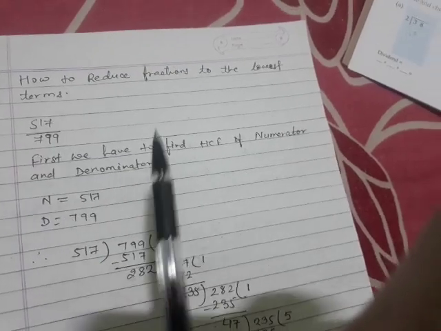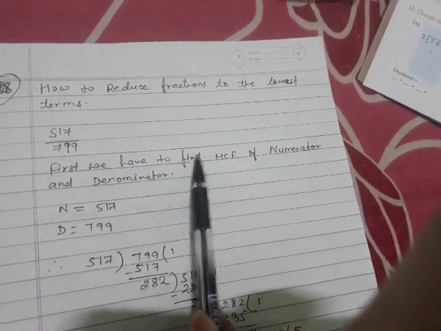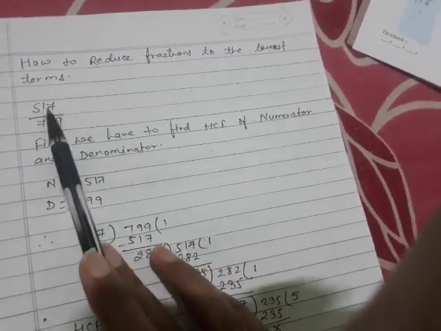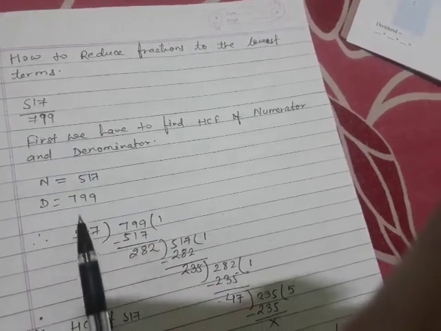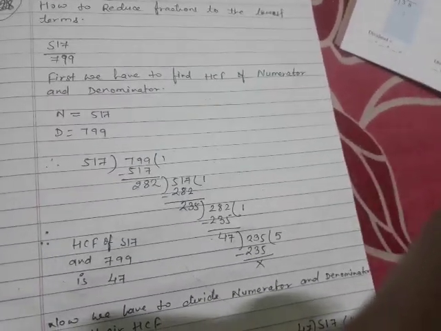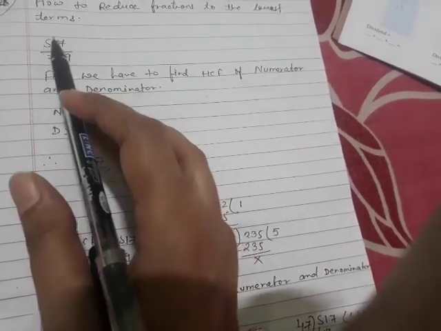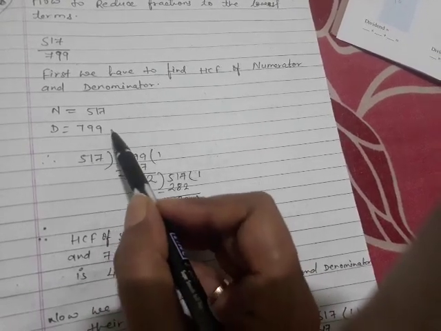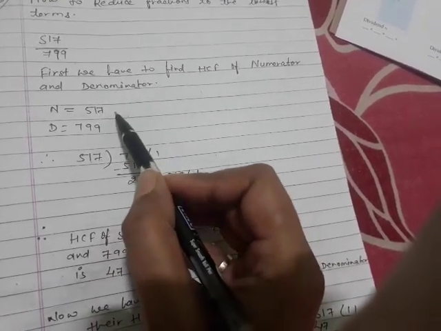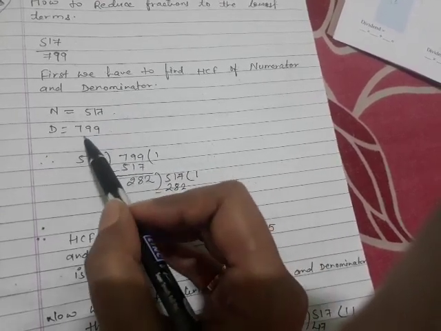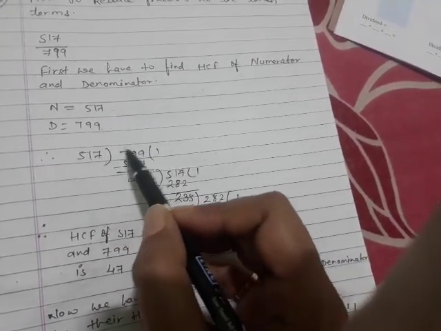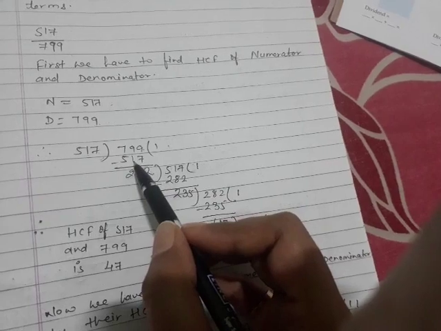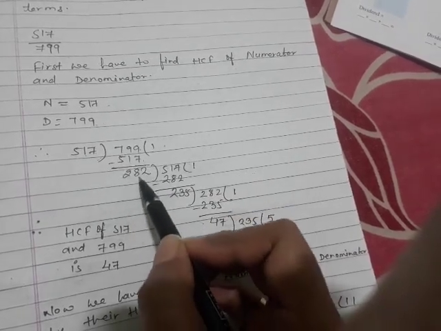First of all, we have to find the HCF of this numerator and denominator. The numerator is 517 and the denominator is 799. 517 is smaller than 799, so we divide the bigger number by the smaller number. One time it will go, so if we subtract 517, 282 will come.